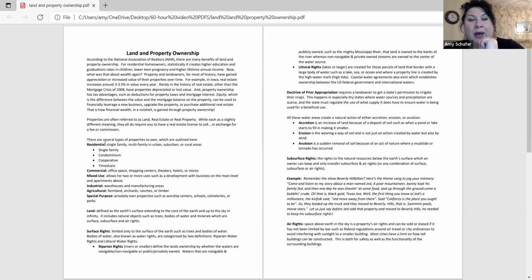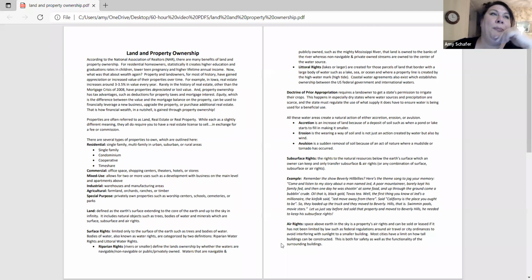The first one that you read about was surface rights. That's down here on this first page. It's going to be anything on the surface: trees, bodies of water, grass, bushes. The next one we have is subsurface rights. That's over here. That's going to be anything below the Earth's surface. And then the third element is air rights. That's down here at the bottom. That's going to be anything from the sky up into infinity.